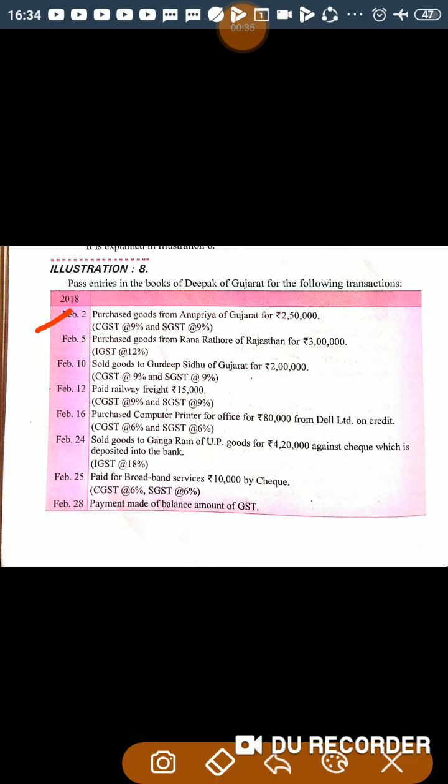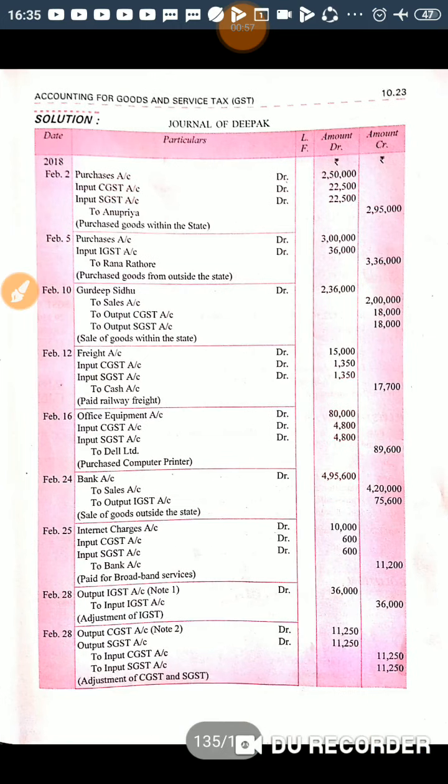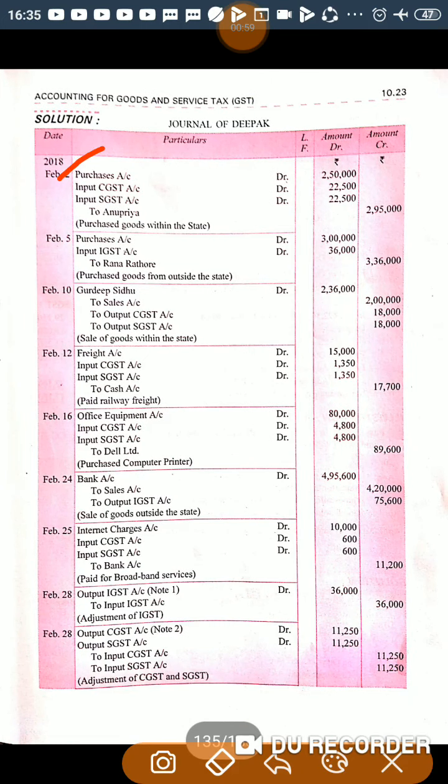So CGST and SGST will be charged. It's a credit transaction, no cash is involved. So the accounts involved are the purchase account, Anupriya account, and SGST and CGST. Purchase is an expense, it is increasing in the business, so it should be debited. So the purchase account will be debited with 2,50,000 because it is an expense. Increase in expenses should be debited.